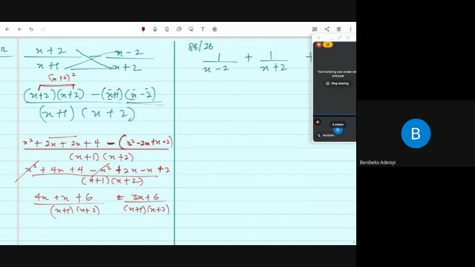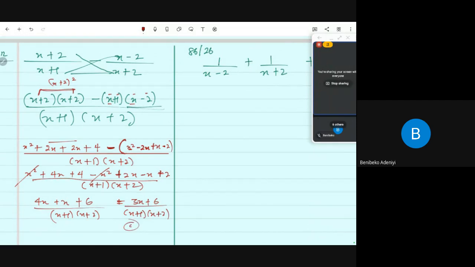So option C. None of the denominator was touched. Do you get it?